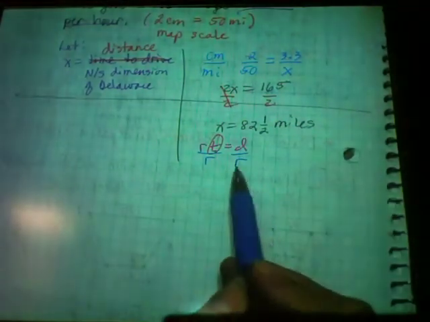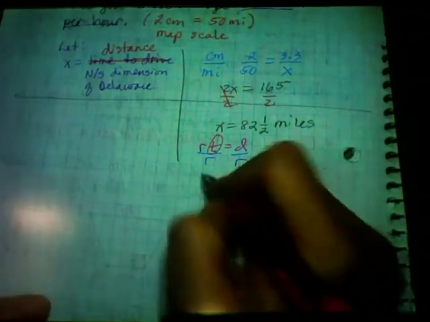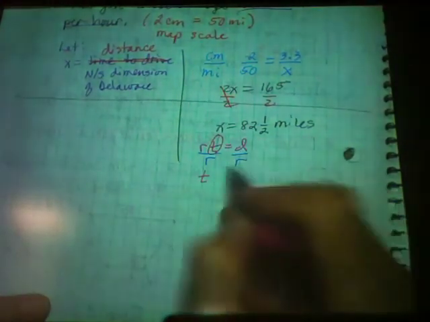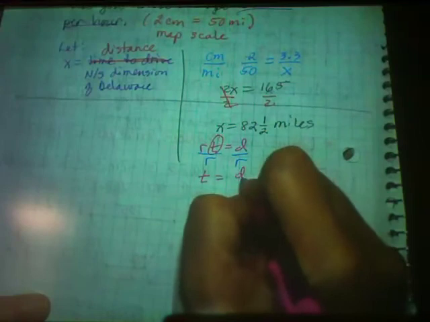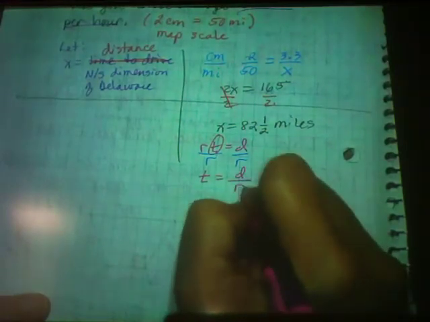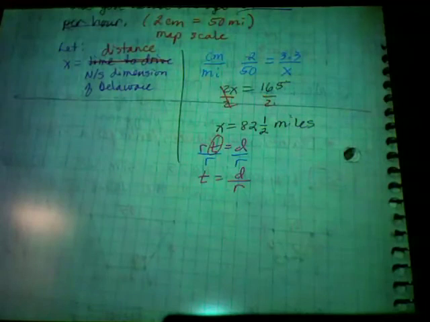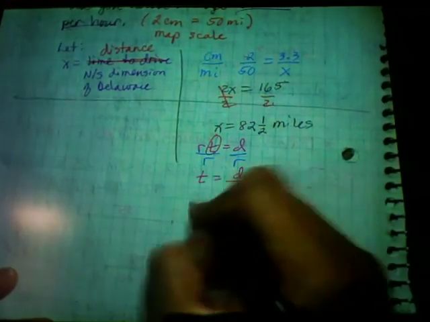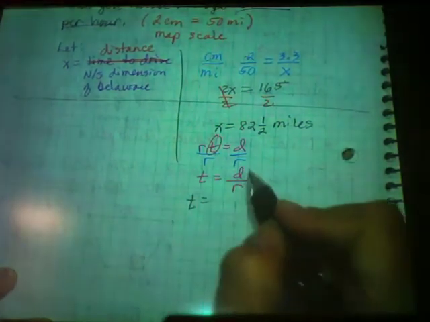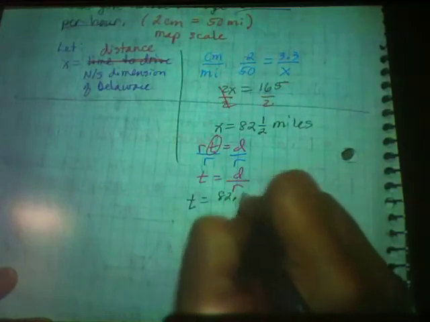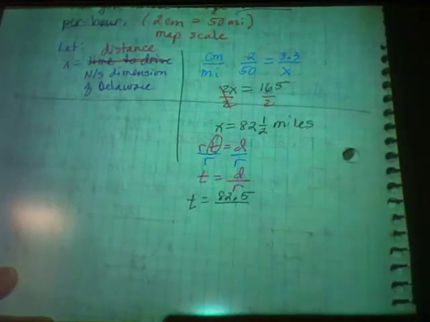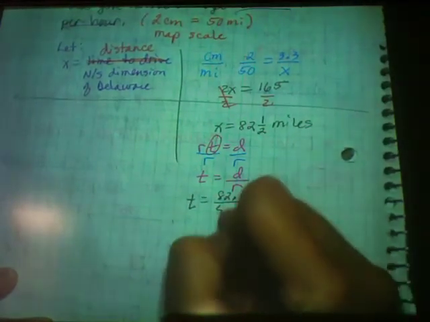Divide by rate, right? And so if I want to find my time that it takes to go the 82 and a half miles, I need to take my distance of 82 and a half miles and divide it by my rate, which is 50 miles per hour. So time is equal to my distance of 82, and I'm going to make this 0.5 because we're going to use our handy dandy calculator, and divide it by 50.